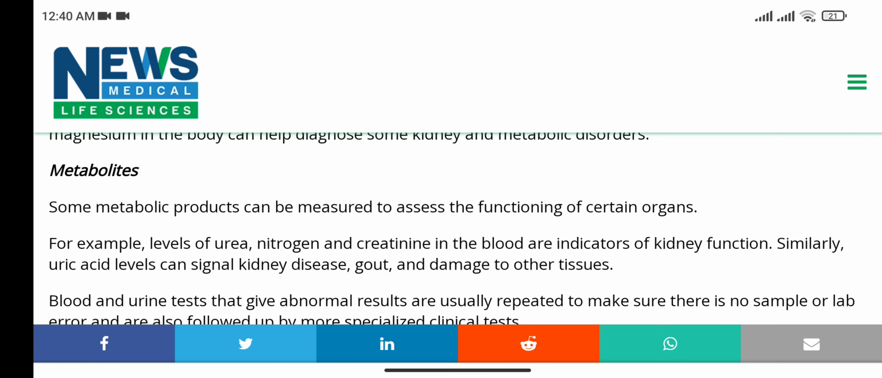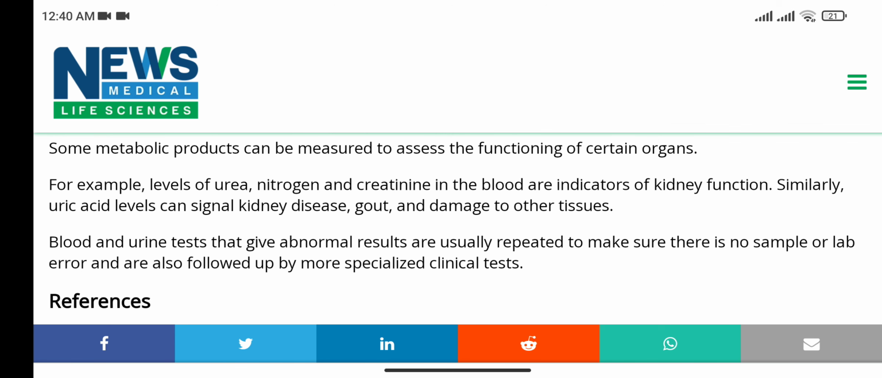Metabolites. Some metabolic products can be measured to assess the functioning of certain organs. Levels of urea, nitrogen, creatinine in the blood are indicators of kidney function. Similarly, uric acid levels can signal kidney disease, gout, and damage to other tissues. Blood and urine tests that give abnormal results are repeated to make sure there is no sample or lab error and are also followed up by some specialized clinical tests.